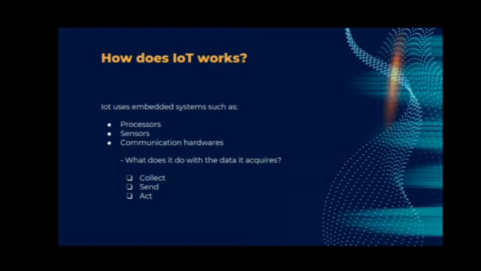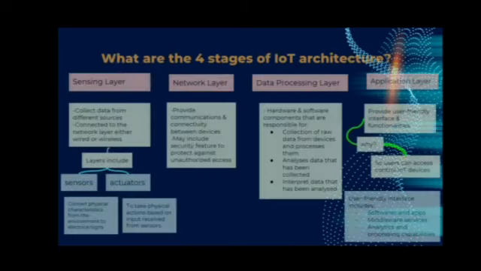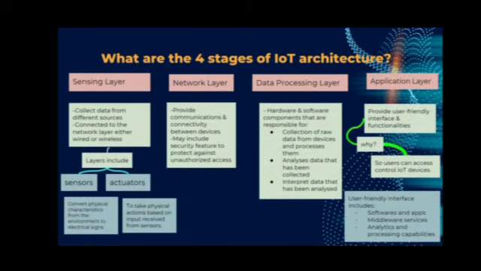IoT uses embedded systems such as processors, sensors, and communication hardware. And what does it do with the data that it acquires? It will collect, send, and act on the data. What are the 4 stages of IoT architecture? The 4 stages will be the sensing layer, network layer, data processing layer, and application layer.